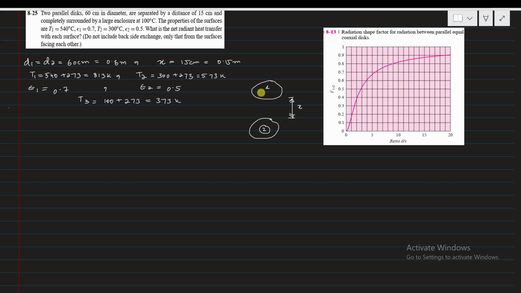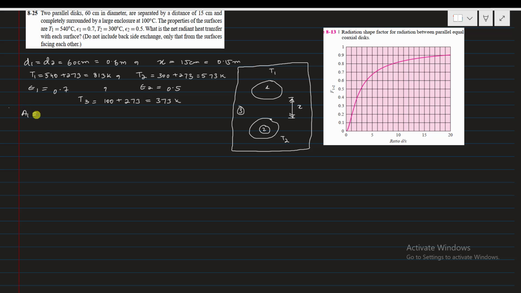Okay, so this is disc 1, at temperature T1, the higher temperature, and this is the lower temperature, T2. So this is the room, let's say enclosed in a room. This area is very large, so its surface resistance will be approximately 0, so we will not consider its surface resistance. So this is T3, and its temperature is 373 Kelvin. So now first we will write the important parameters that we need.